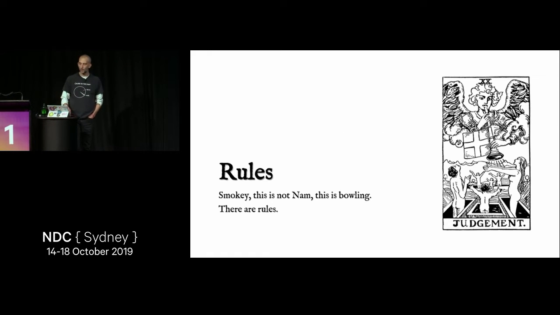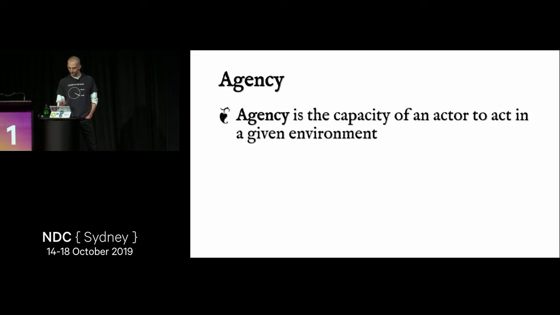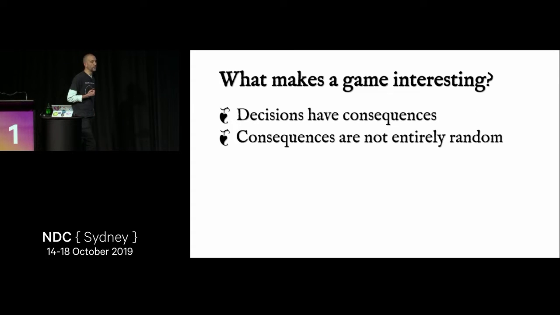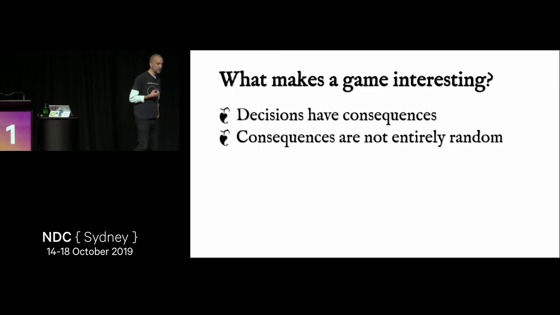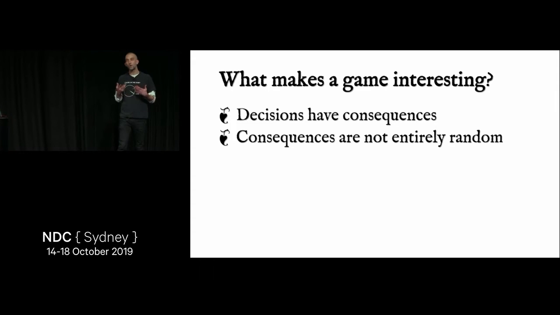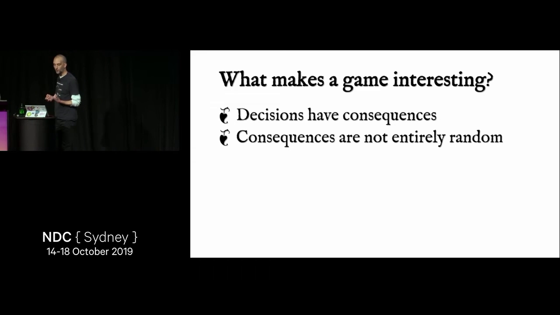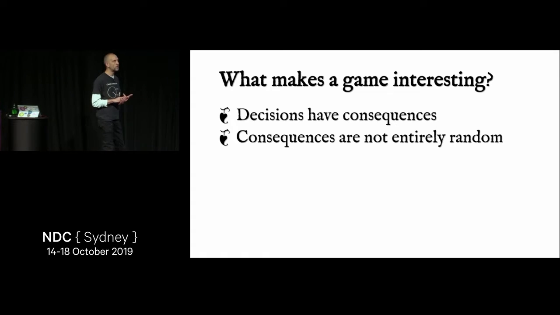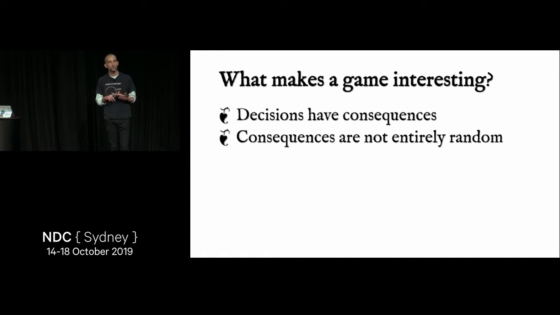So let's start with D&D, the game and the rules. In general, a game is about agency. Agency is about taking an actor, like a player, and putting them in an environment and letting them make decisions. What makes a game interesting is 2 things. The first one is that if you make a decision, something should happen. If whatever you do, the result is the same, it's not a fun game. So that's what you need first: decisions with results. And if you want to make the game interesting, the results of your decisions should not be completely random.